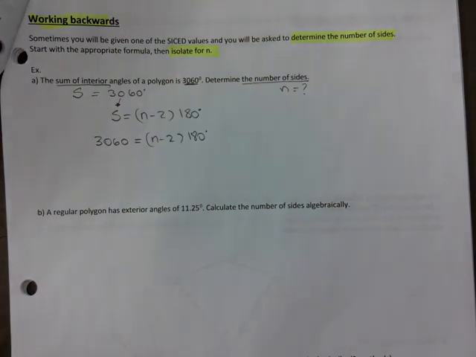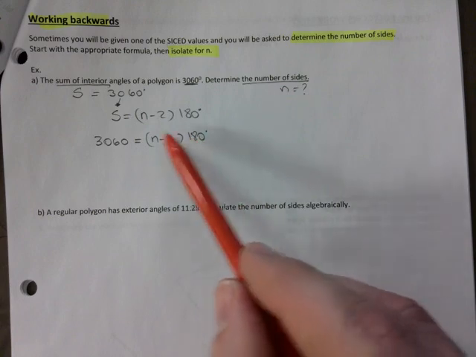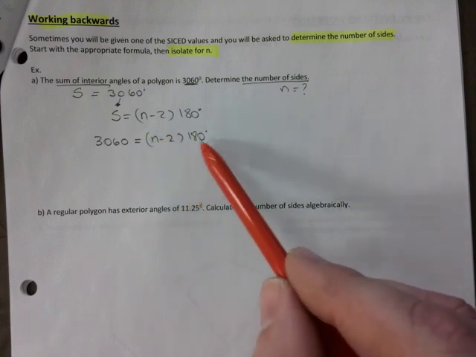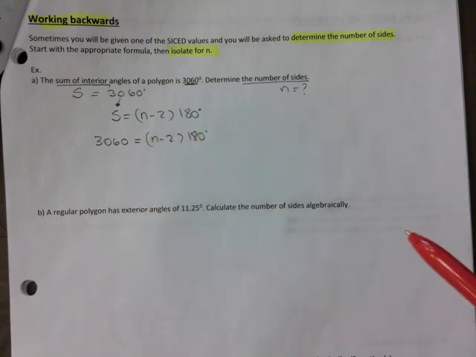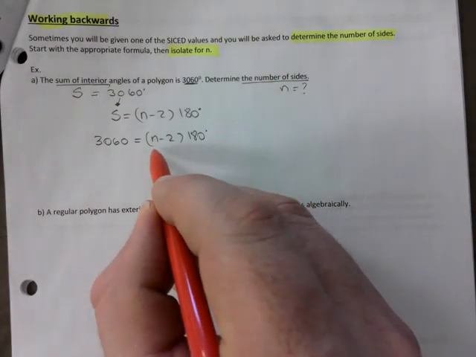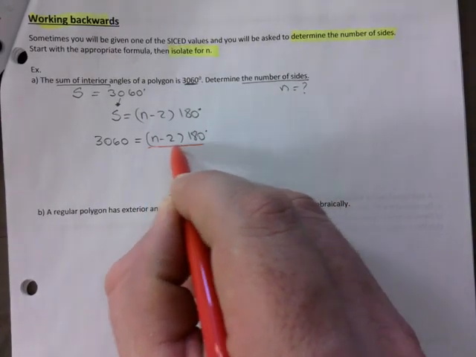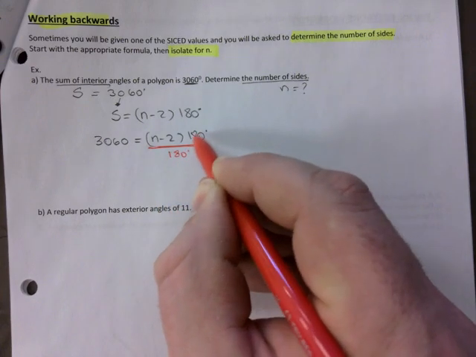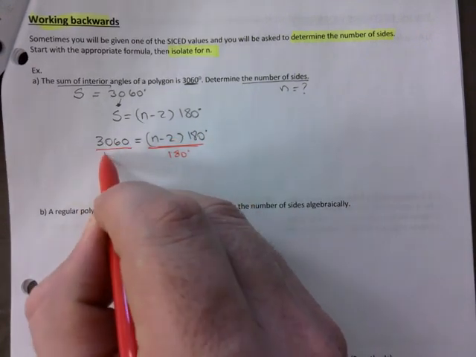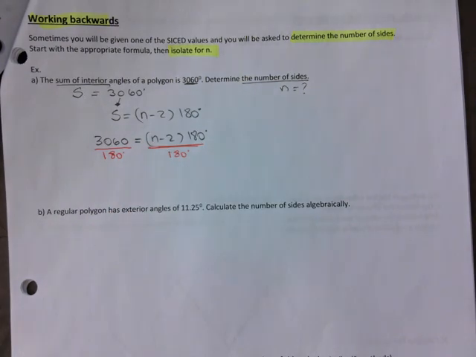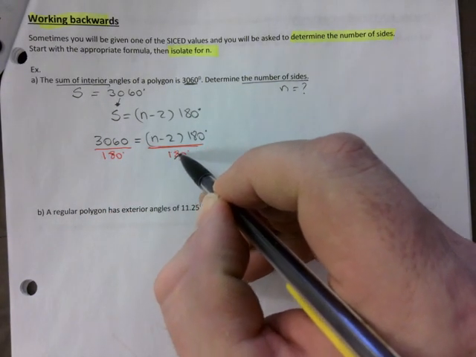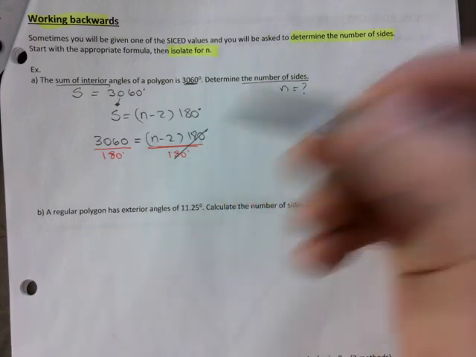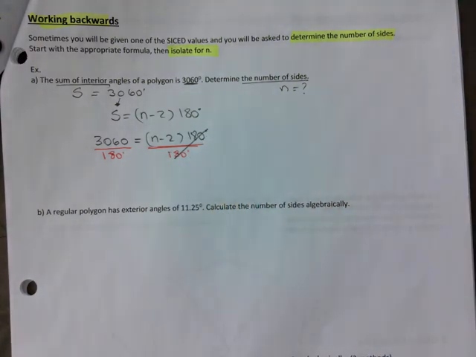Now, yes, there are multiple ways of doing this. Yes, you could say, I'm going to distribute that out, 180 times n, no problem there. But the easiest way is to divide both sides by 180, whatever is multiplying, and then go from there. So this cancels out on this side. If you multiply and divide by the same number, you might as well not do it.